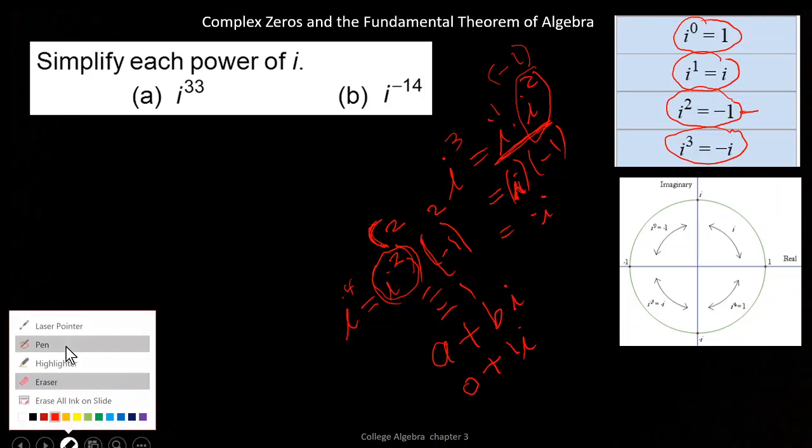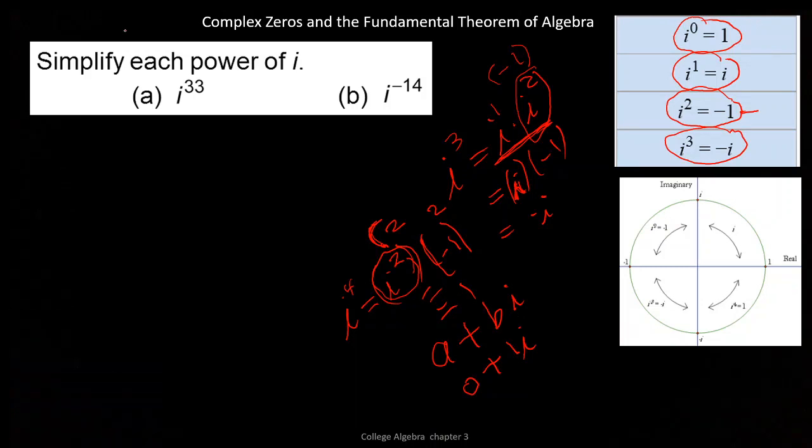Now, if you start with that, notice that if we keep multiplying by i, if I start with i and multiply by i, I get i squared, which is -1. And then if I multiply by i again, I get -i. And if I multiply by i again, I get -i times i, which is -i squared.